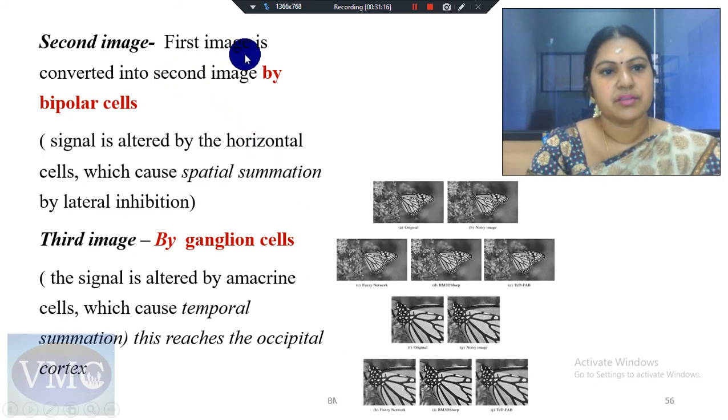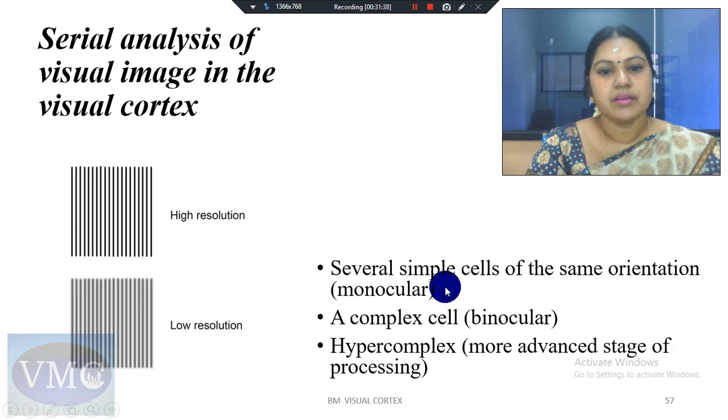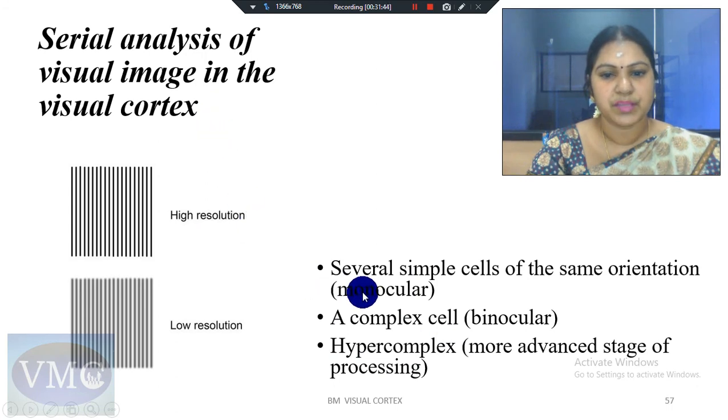Second image: the first image is converted into the second image in the bipolar cells. The signal is altered by the horizontal cells, which causes spatial summation by lateral inhibition. The third image is by your ganglion cells. The signal is altered by amacrine cells, which causes temporal summation. This is the image which reaches your occipital cortex. When it reaches the occipital cortex, you have serial analysis of the visual image in the visual cortex too. Several simple cells of the same orientation, monocular cells, then the complex cells with the binocular images, then it goes to the hypercomplex cells, where more advanced processing occurs.